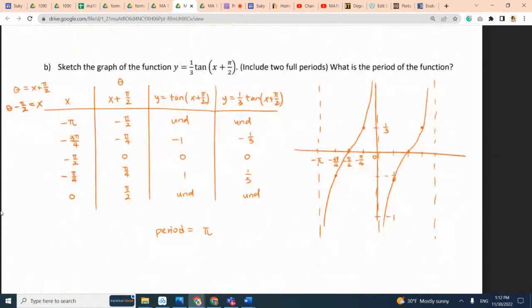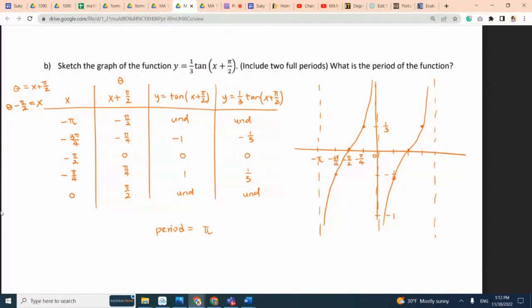Part B, tangent. So first you copy down these guys, and then find your x. So this is theta, find your x, and then find the y, and then look at your x and y to plot the graph of tangent. Okay, and the period for tangent is pi. And the coefficient of x inside the angle is 1, so pi over 1 is pi.